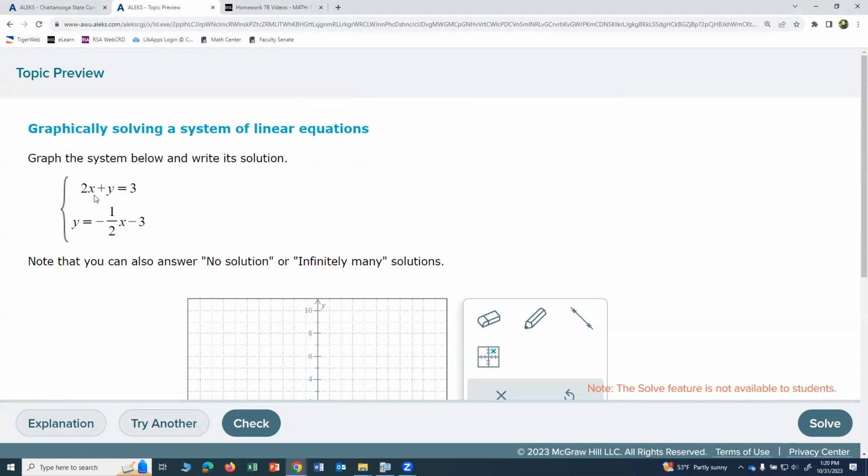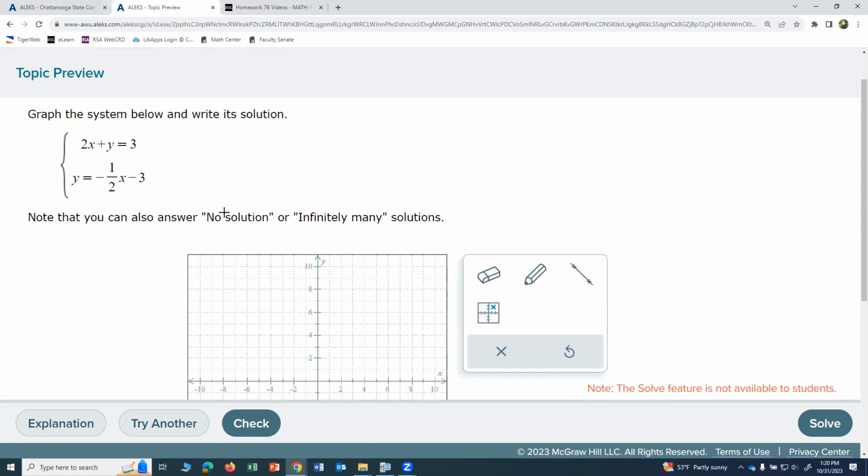Okay, so we have 2x plus y equals 3. And I want to go ahead and get that into slope-intercept form. So I'm going to go ahead and solve it for y. So if I solve for y, I get y equals, move the 2x over, so negative 2x plus 3. And then, of course, my other one, y equals negative 1/2 x minus 3.